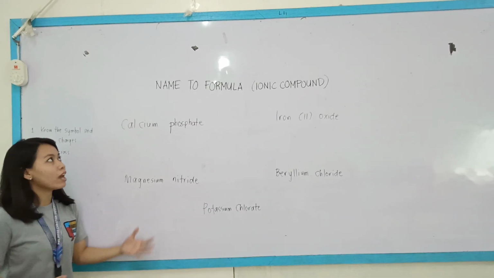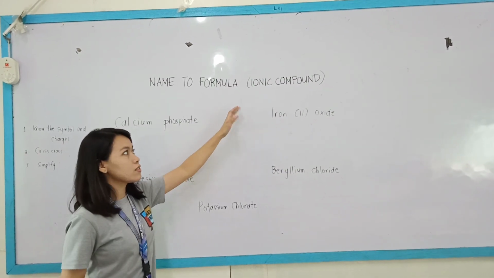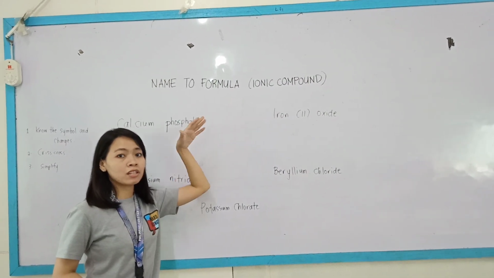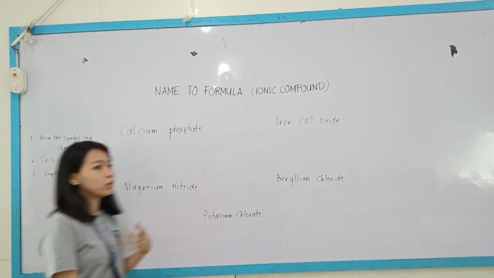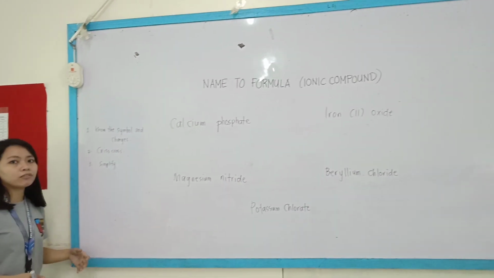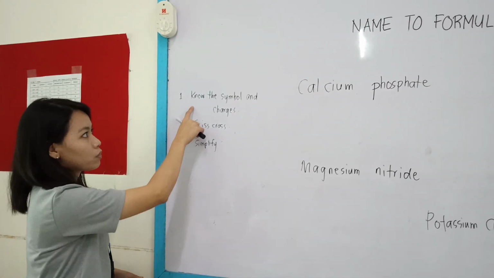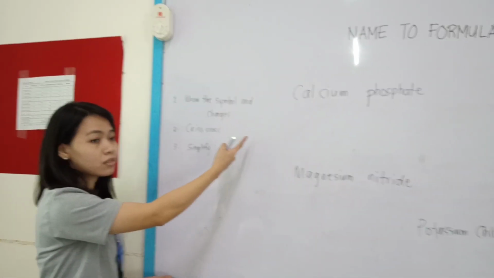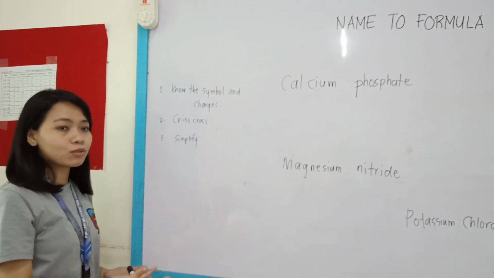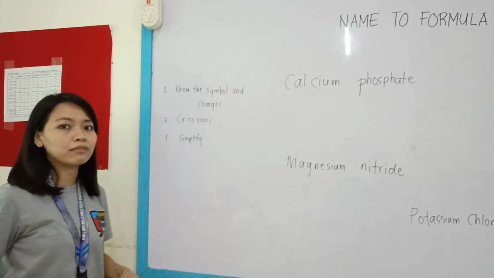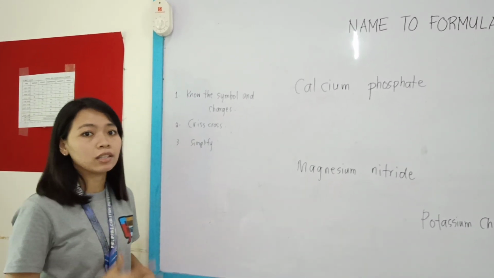Alright, so next we have naming and formulas of ionic compounds. Once again, when we say ionic compounds, it is composed of a cation and an anion. As a review, in writing chemical formulas, we have these three steps. First, know the symbols and charges of ions. Next, the crisscross rule. And third, always simplify the chemical formula of a certain compound.